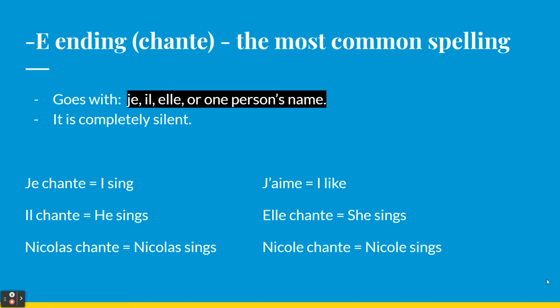Il chante is he sings. Elle chante for she sings. Nicolas chante for Nicolas sings. And Nicole chante, Nicole sings. Notice all of those end in E because the word that comes before the verb is either je, like in the first two, il, elle, or a person's name.